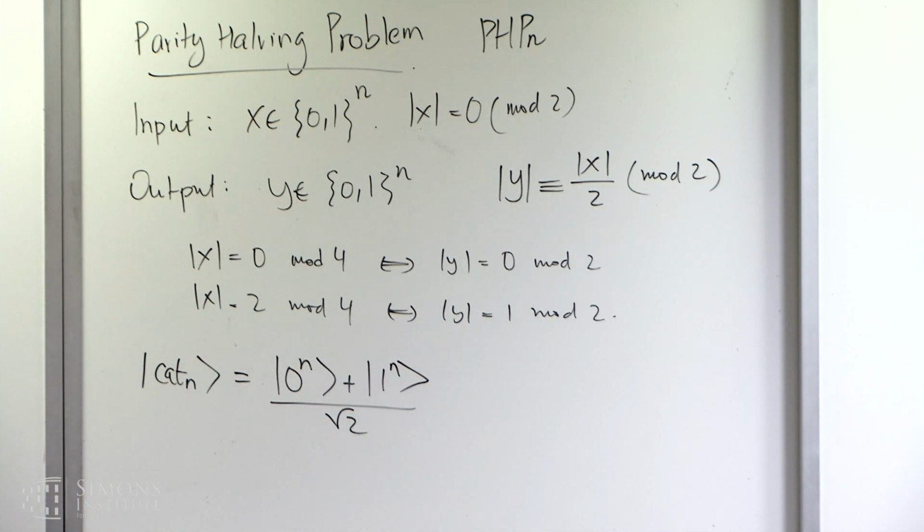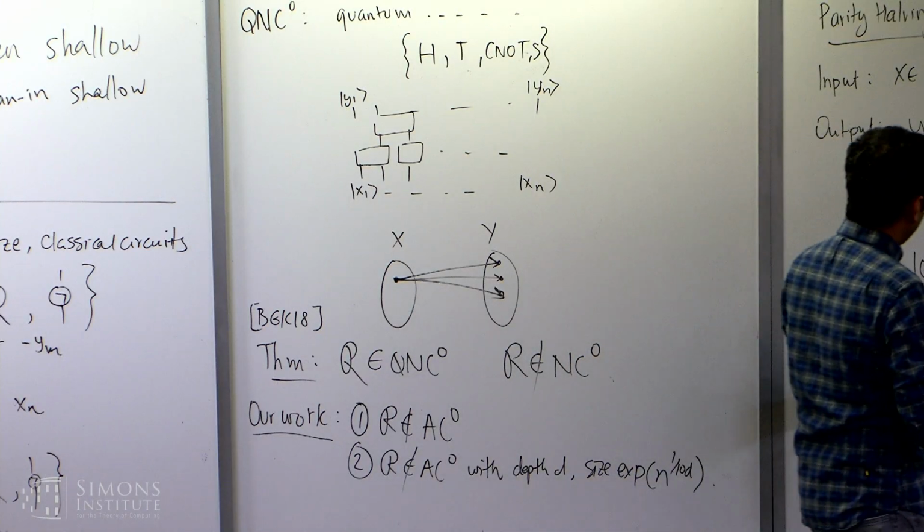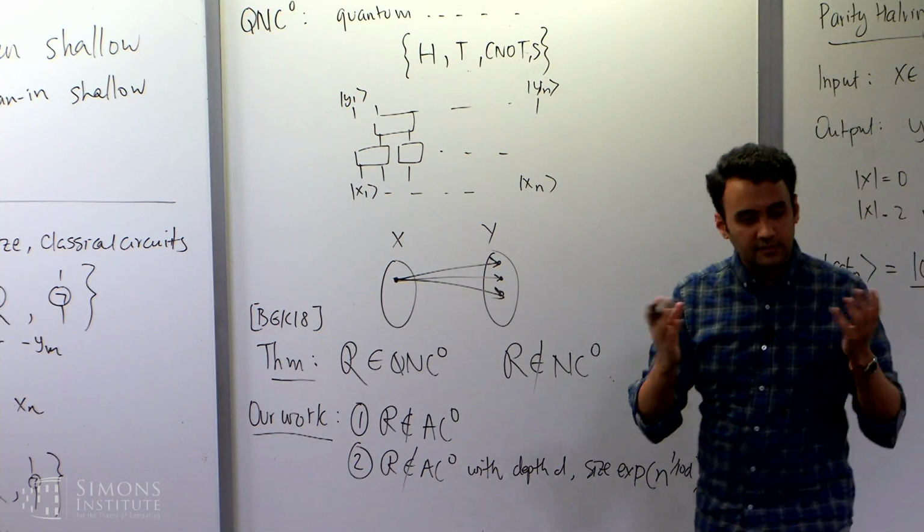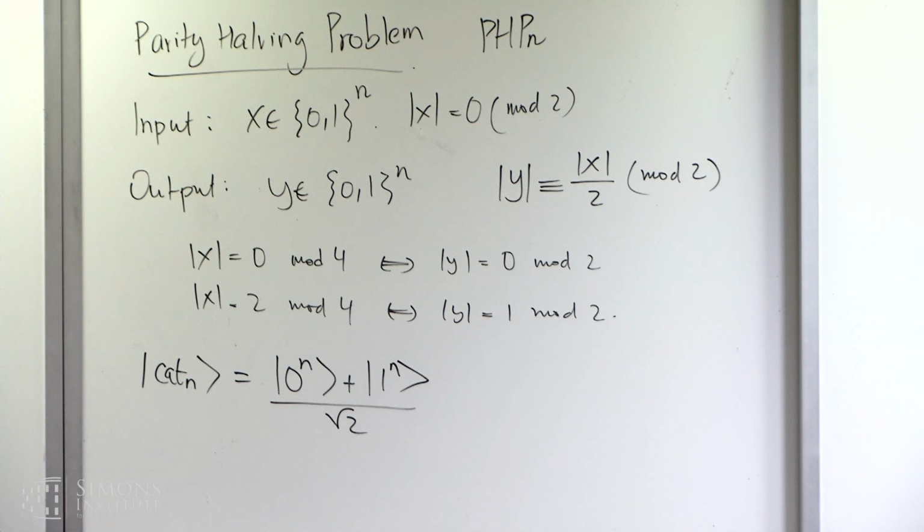So if the QNC0 circuit, in addition to its actual input, is also allowed to start with a cat state, like this just falls out of the sky, where it's not being prepared by our constant depth circuit, we just have it as a resource, then it's actually really easy to solve this problem. And this is just a generalization of the 3-player GHZ game, if you've seen this before.